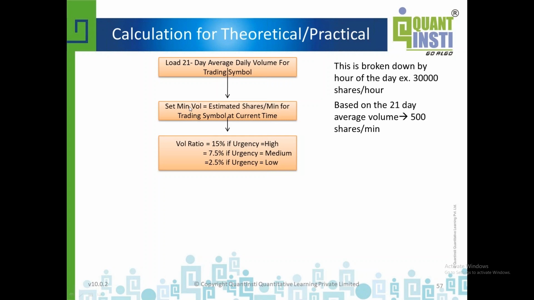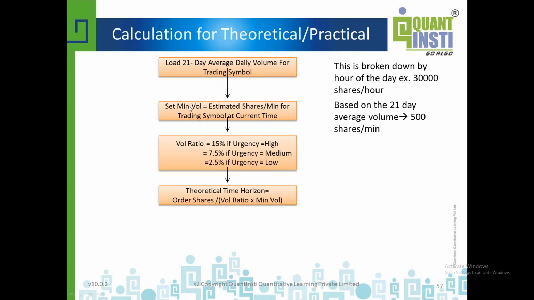So you have the minute volume for that particular share. The volume ratio is subjective, and a lot of times it's given by our client, based on how urgent it is. Does he want to sell today only, at any cost? Then the urgency is high. If he says you can take your own time, you can do it in 2-3 days, then the urgency is low. So it depends upon the client.